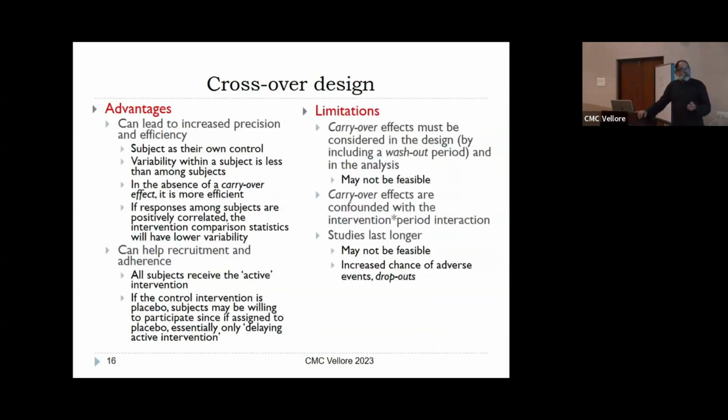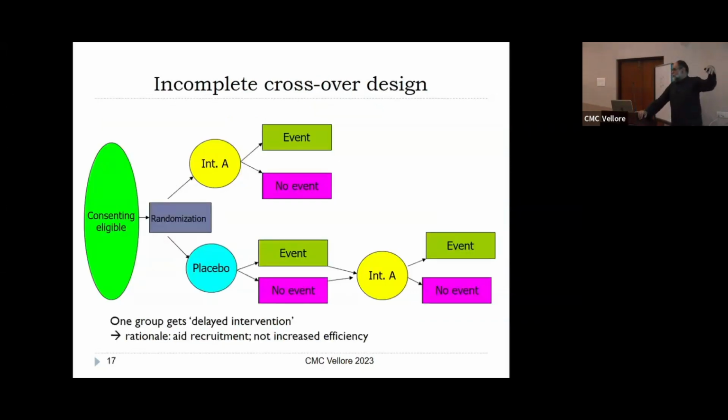So here are the limitations: the study may last longer. You have the carryover effects, and you have to have this washout period. But it helps recruitment, and you will get larger sample sizes. So by the way, since you have all the slides, some of this stuff I'm not going to read. You'll understand it. Now sometimes you can't do all of this crossover, and we may do what's called an incomplete crossover. And why do we do it?